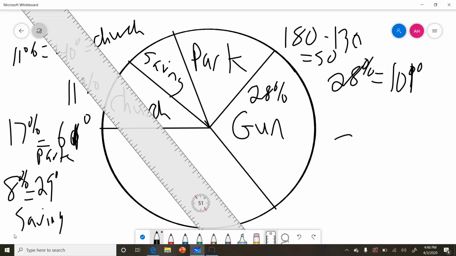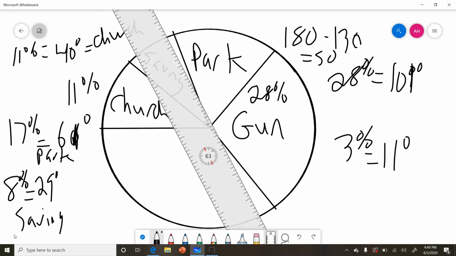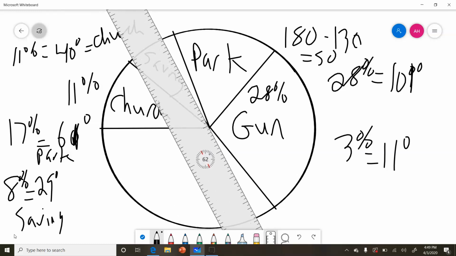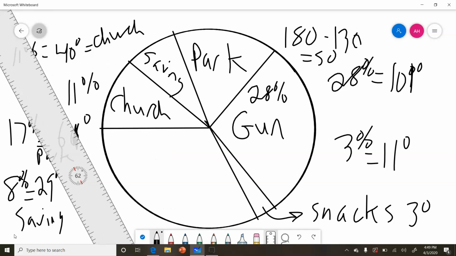Okay, now the next one is only 3%, which is only 11 degrees. So I go from 51, I add 11, which is, if you add 11 to 51, you get 62. Okay, so now I just got to get this guy in place at 62, which is about right there. So this little bitty one, this down here, represents the 3%, which is snacks. There's our 3%, okay?